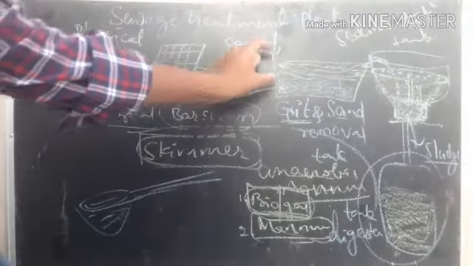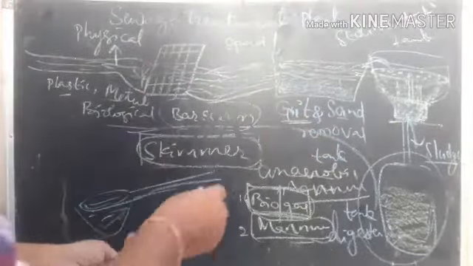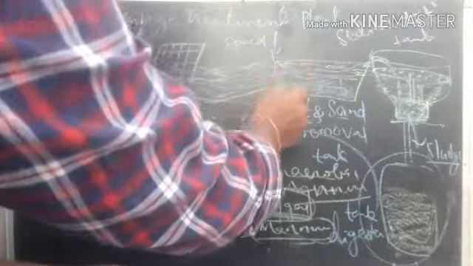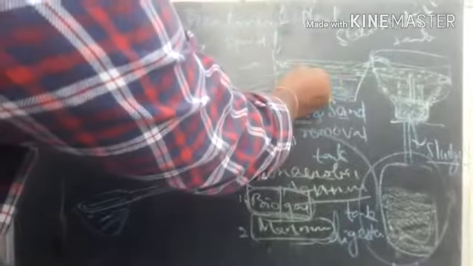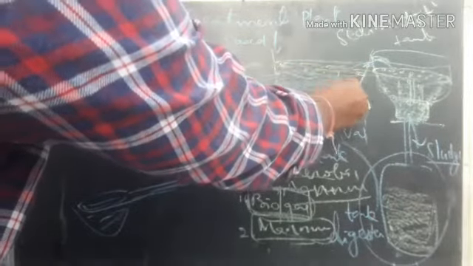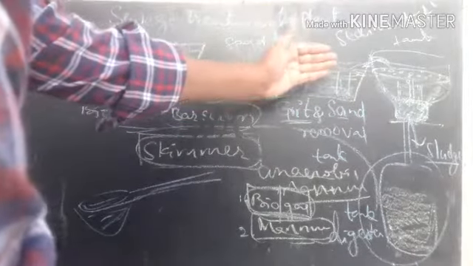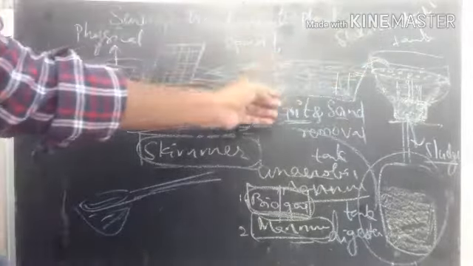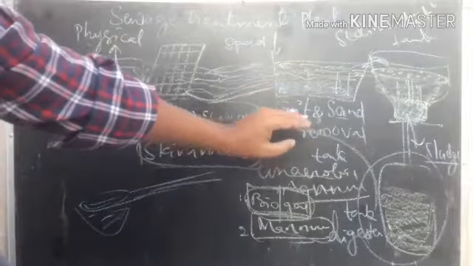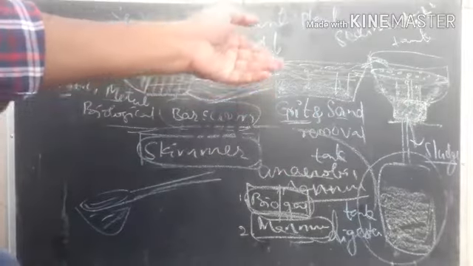Then it enters into the next tank called the grit and sand removal tank, where due to the low speed of the water, the solid contents, meaning the soil particles and sand particles, slowly sediment down, right? They settle down here, and the upper water is allowed to enter the next tank. So this is what we call grit and sand removal. Grit is nothing but dust particles, right?